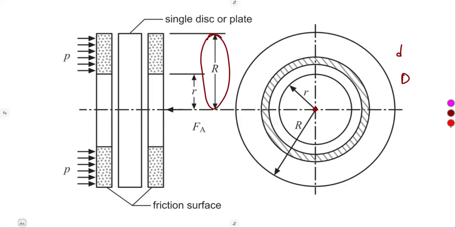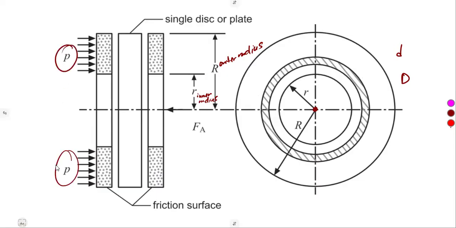This R is for the what? Outer radius. The outer radius, and this one being our inner radius. And therefore, the pressure, that is the one that we're having. So these are friction surfaces, definitely, guys, that we are going to be working with. I want us to consider, because it also depends on the number of discs. As you can see there, a single disc or plate is just a presentation that we have.